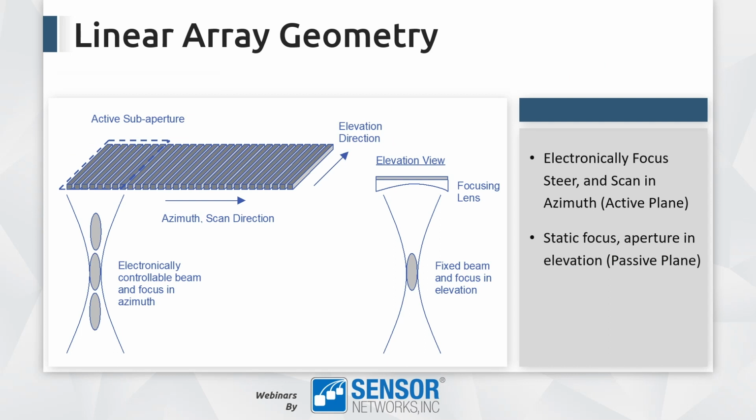So before we move into matrix arrays, we'll just set the stage with linear arrays. This is a sketch of a typical linear array where we have an azimuth or scan direction, and an elevation direction.